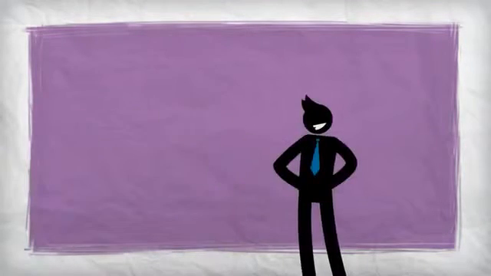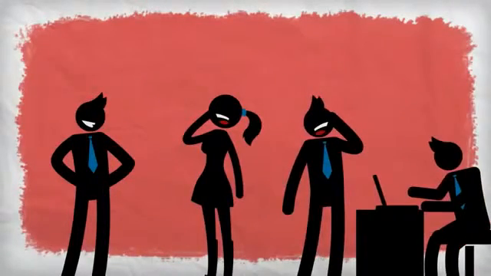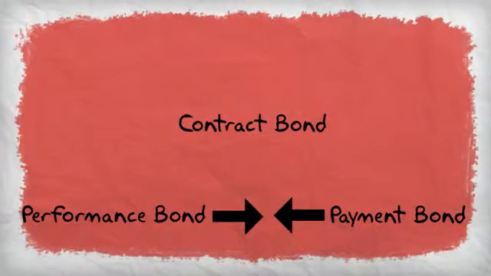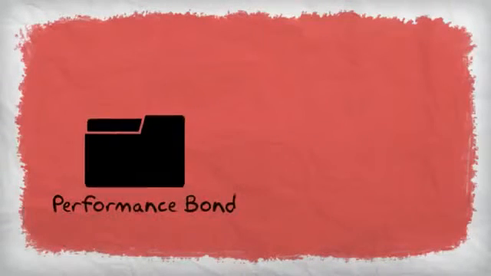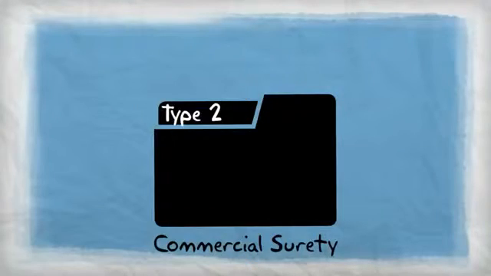A payment bond guarantees the contractor will pay all his suppliers, all his employees, all his subcontractors that worked on that job. The performance bond and the payment bond are actually paired together and simply called contract bonds or final bonds. And the surety will charge you premium on the performance bond, and they throw in that payment bond for free. How about that?